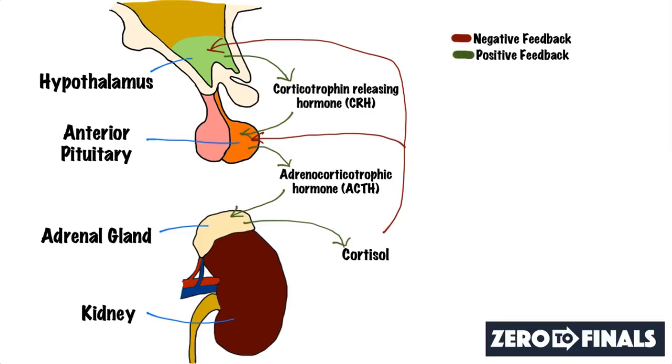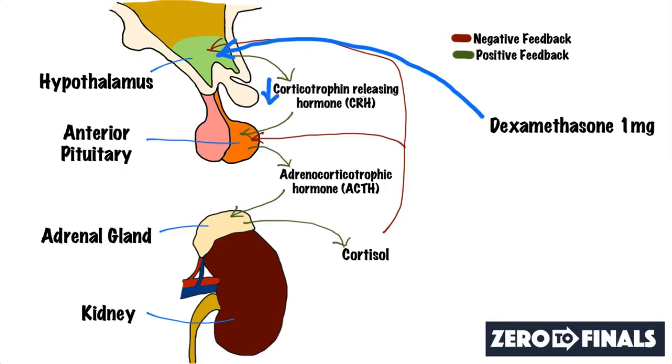So firstly, let's look at the low dose test with 1 milligram of dexamethasone. In a normal situation, this 1 milligram of dexamethasone, which is an exogenous steroid, which acts in a very similar way to cortisol, will act on the hypothalamus to suppress CRH. It'll act on the pituitary to suppress ACTH, which in turn will cause a reduction in cortisol. So a normal response to the 1 milligram low dose dexamethasone suppression test is a reduction in cortisol.